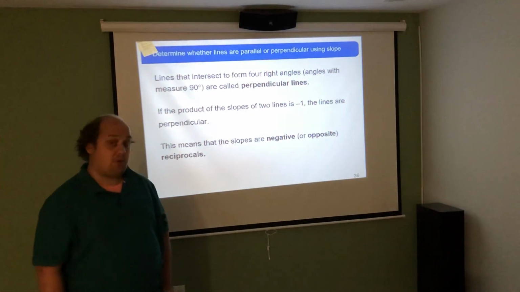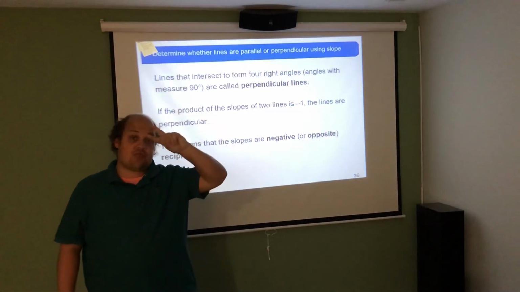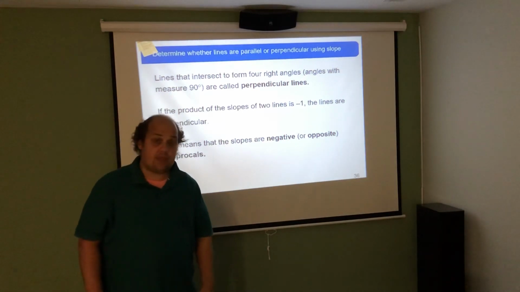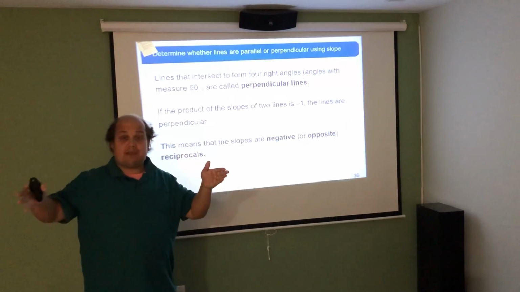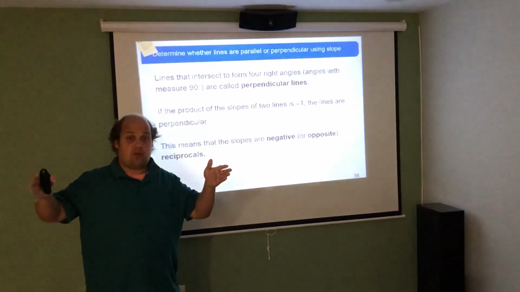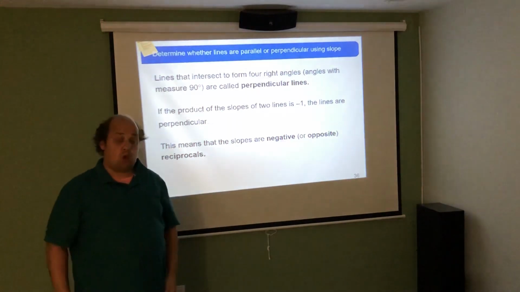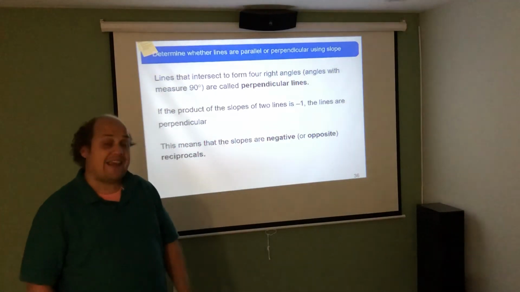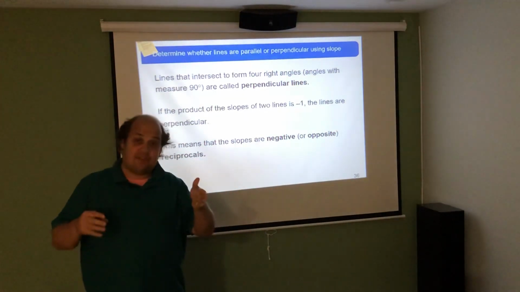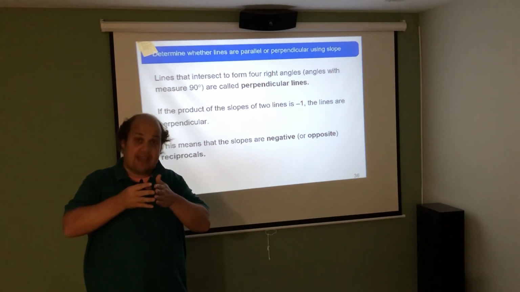What the word reciprocal means: if one fraction is 3 over 4, its reciprocal is 4 over 3. So if I take something that has a slope of 3/4, and I multiply it by something else that has a slope of 4/3, 3/4 times 4/3 will give me 12 over 12, which equals 1. In that case, they wouldn't be perpendicular because I got 1, not negative 1. But if it was negative 3/4 and positive 4/3, then when I multiply it, I'd get negative 1, which means that they are perpendicular.